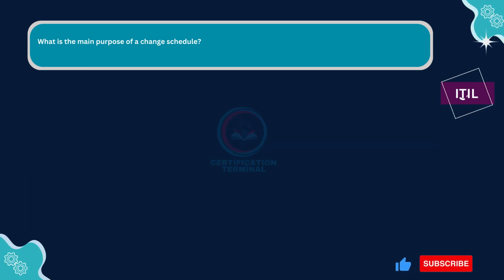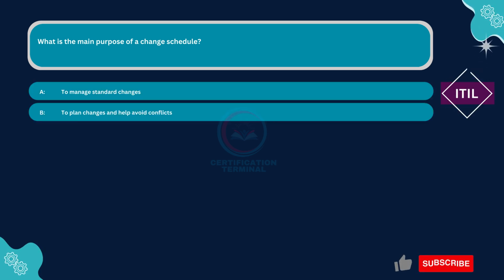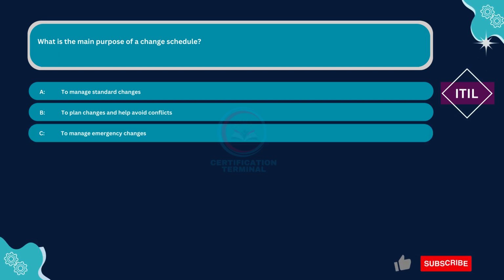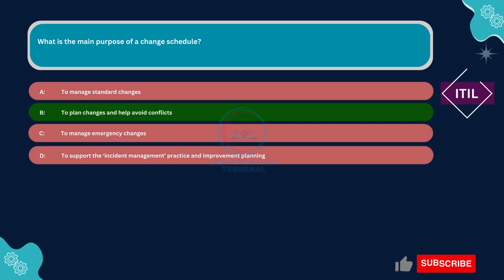Next question. What is the main purpose of a change schedule? Option A, to manage standard changes. Option B, to plan changes and help avoid conflicts. Option C, to manage emergency changes. Option D, to support the incident management practice and improvement planning. The correct answer is Option B, to plan changes and help avoid conflicts.